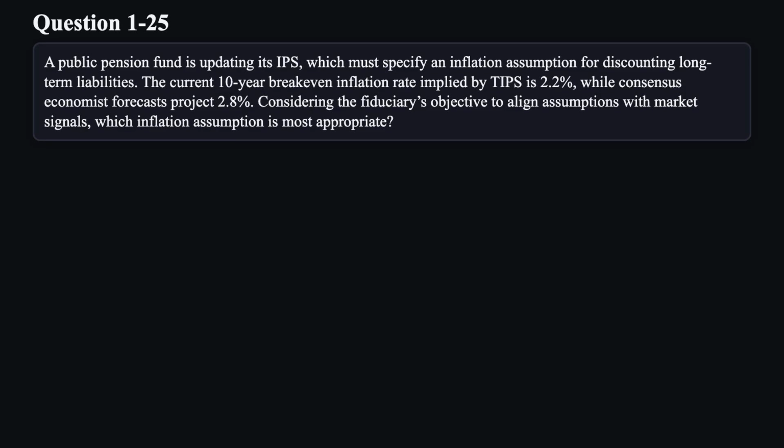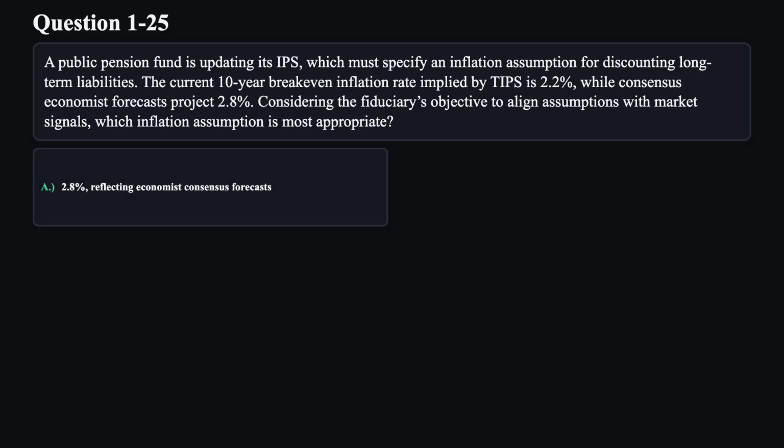Question 25. A public pension fund is updating its IPS, which must specify an inflation assumption for discounting long-term liabilities. The current 10-year break-even inflation rate implied by TIPS is 2.2%, while consensus economists forecast 2.8%. Considering the fiduciary's objective to align assumptions with market signals, which inflation assumption is most appropriate?